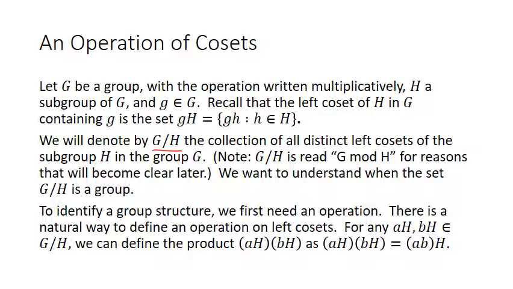So we want to understand when this set, G mod H, is a group. When is the set of these left cosets actually a group? In order to identify a group structure, we're going to need an operation. There's a natural way to define an operation on left cosets. For any two left cosets, little AH and little BH, in this collection of all left cosets, we can define the product of these two cosets like this: we just multiply A and B together and then apply that to the left of H to get another left coset. So that's our operation.